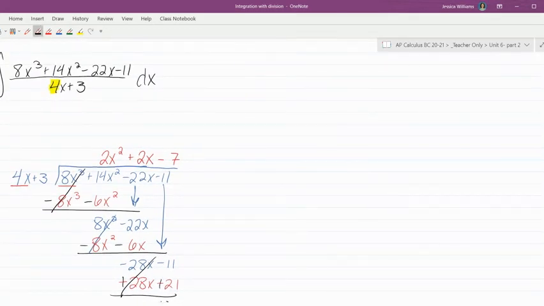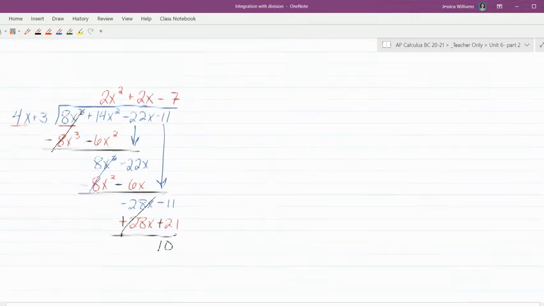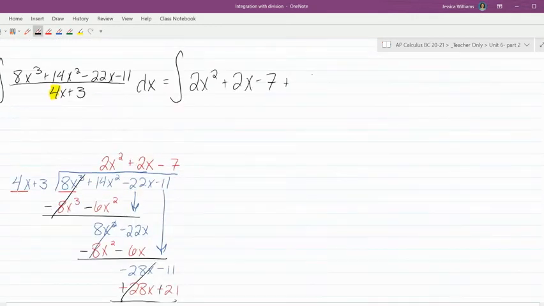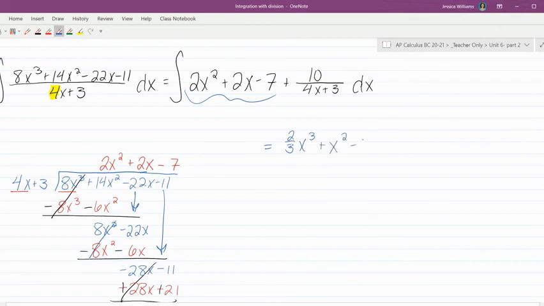So exactly like we did above, we're rewriting. So my answer, my quotient, is 2x squared plus 2x minus 7. What was my remainder? 10. So plus 10 over 4x plus 3. And that's what I'm going to integrate instead. Much simpler once I get it set up. So here I go. These are all power rules again. I'm going to add 1, divide by the new, add 1, divide by the new, add 1, divide by the new.